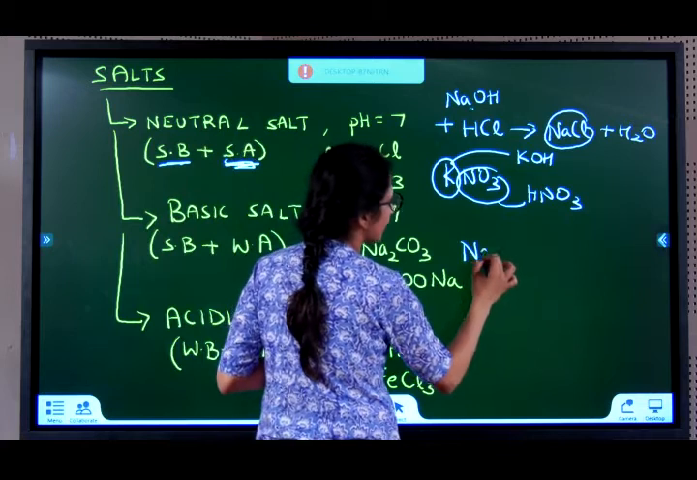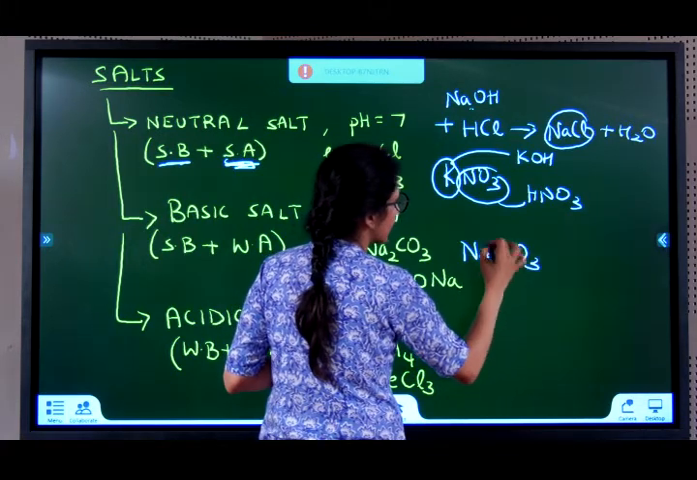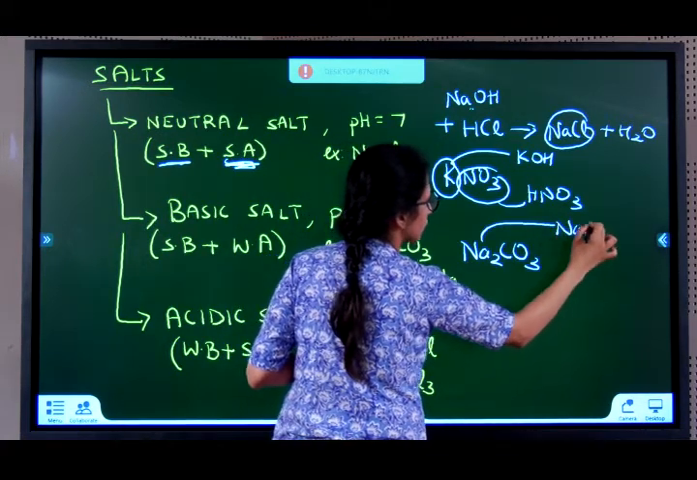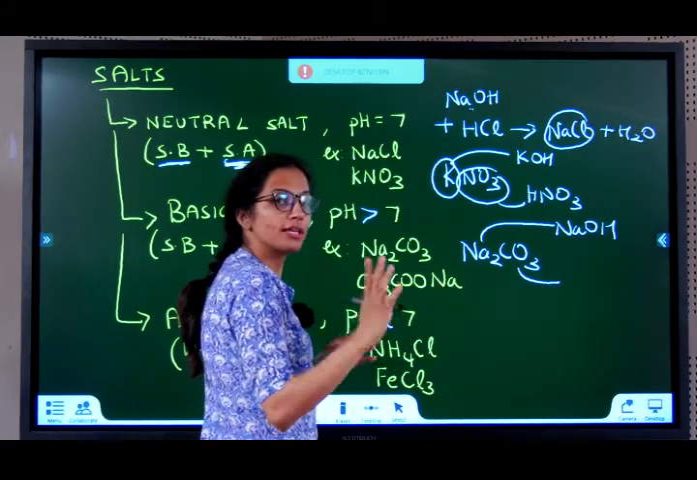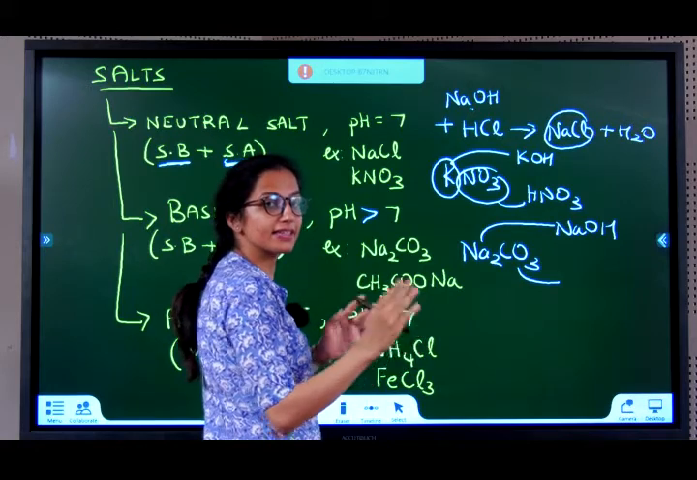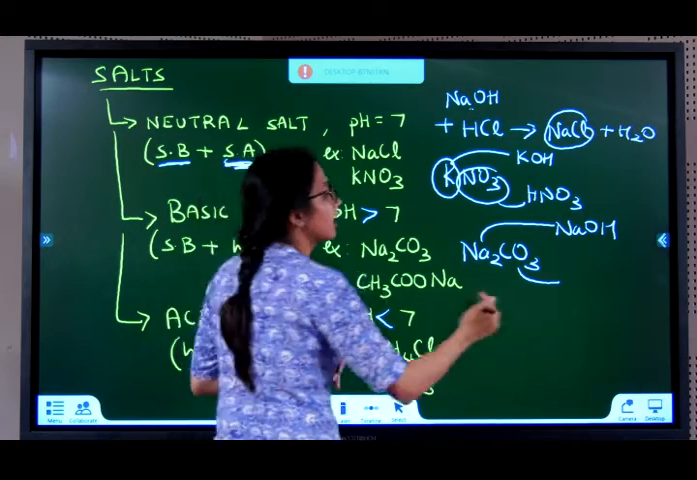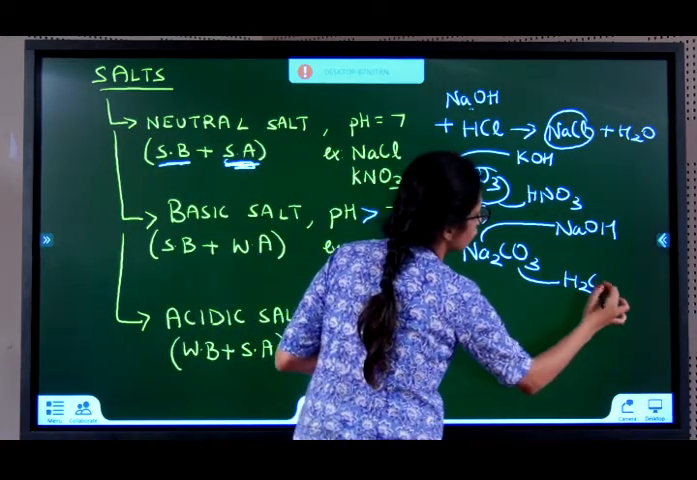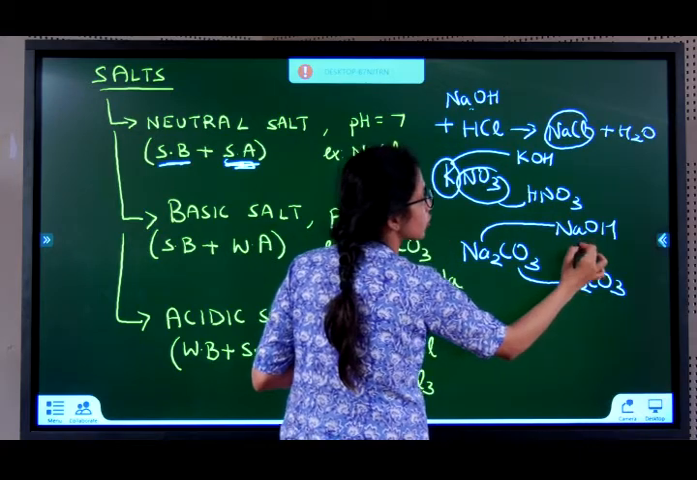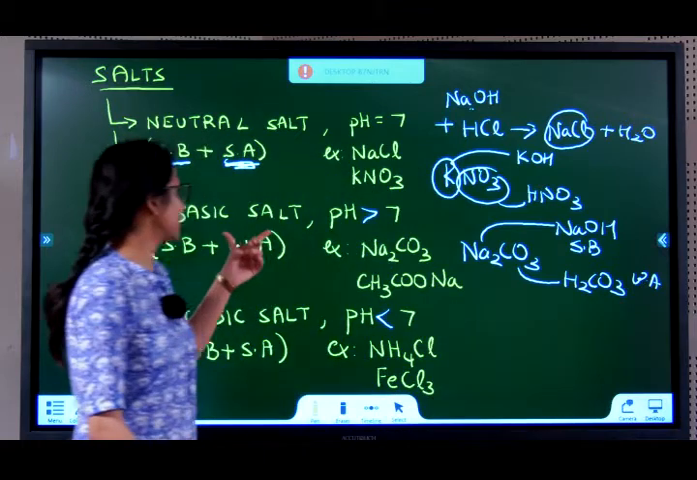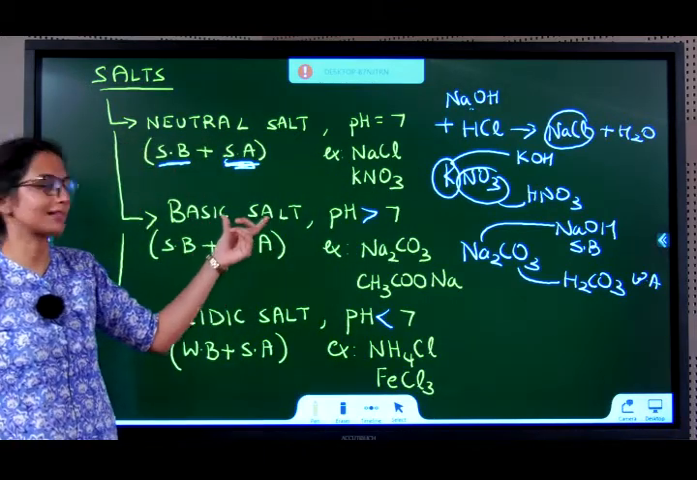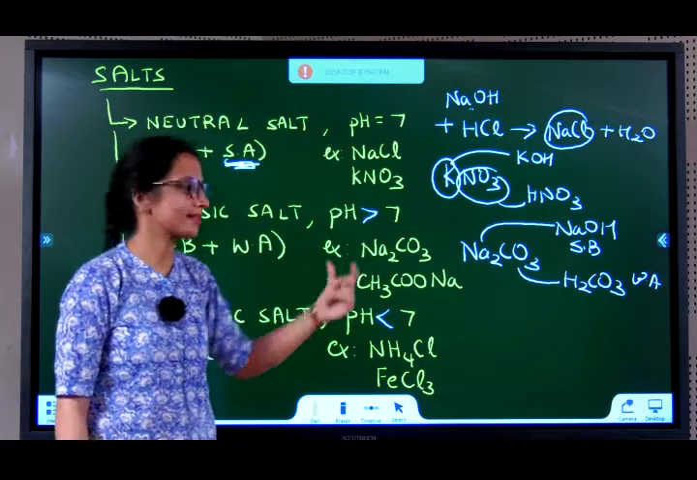Basic salt. Na2CO3, just like that. Na comes from NaOH. CO3 will come from which acid do we know? Is it one of the weak acids or strong acids? Is there any acid that we know? Carbonic acid, H2CO3. So this is a strong base, weak acid. What kind of salt will it form? Basic salt, pH greater than 7.